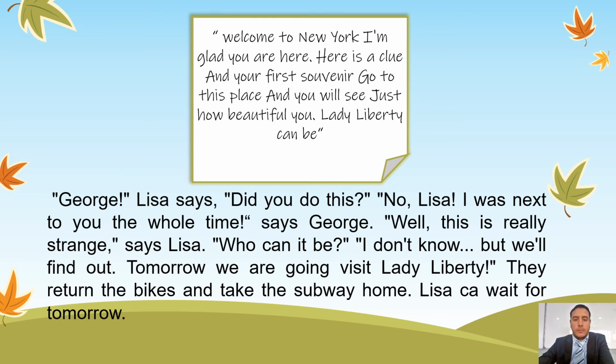"George," Lisa says, "did you do this?" "No, Lisa. I was next to you the whole time," says George. "Well, this is really strange," says Lisa. "Who can it be?" "I don't know. But we'll find out. Tomorrow we are going to visit Lady Liberty." They return the bikes and take the subway home. Lisa can't wait for tomorrow.